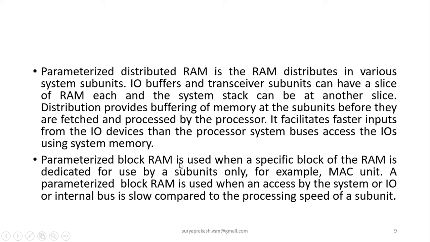The parameterized block RAM is used when a specific block of RAM is dedicated for use by a subunit only, for example, a MAC unit. A parameterized block RAM is used when access by a system, an I/O, or an internal bus is slow compared to the processing speed of the subunit.